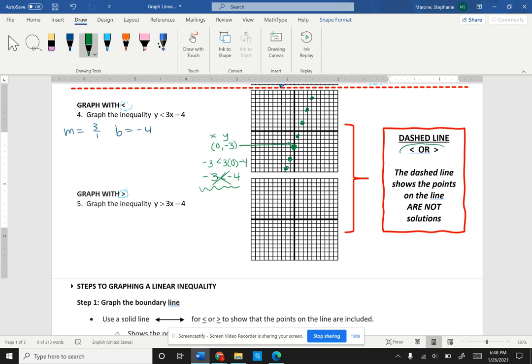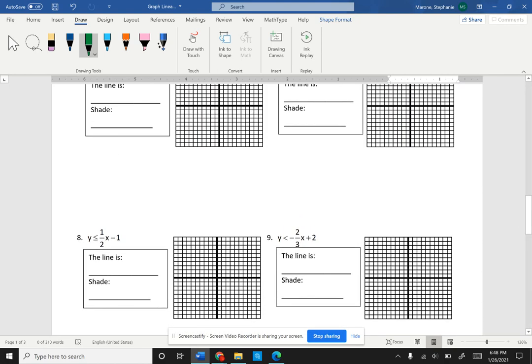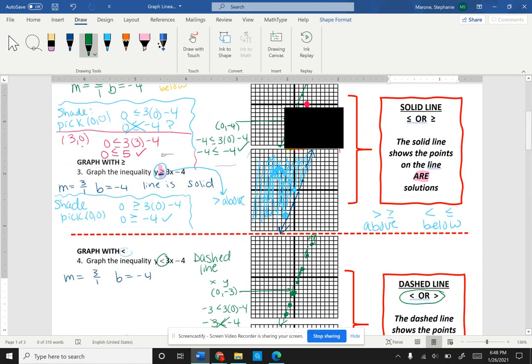So we make a dashed line. If it's strictly less than or strictly greater than, none of these points on the line is going to make that inequality true. So it's a dashed line. Because it's strictly less than, there's no equal to, it's a dashed line. If there is an equal to, it's going to be a solid line.